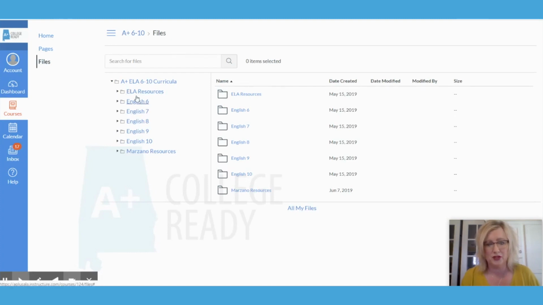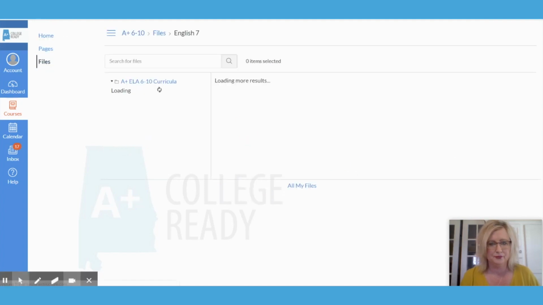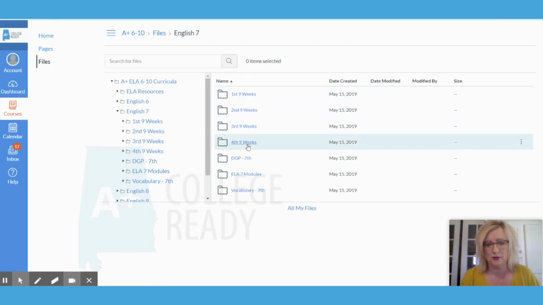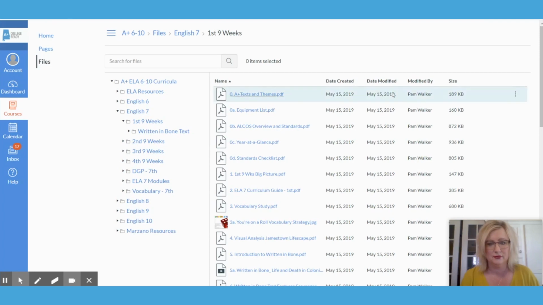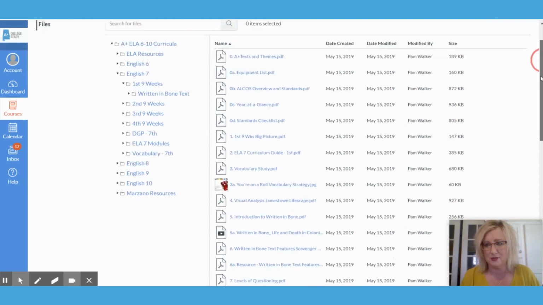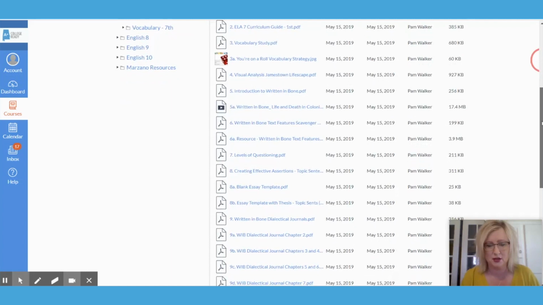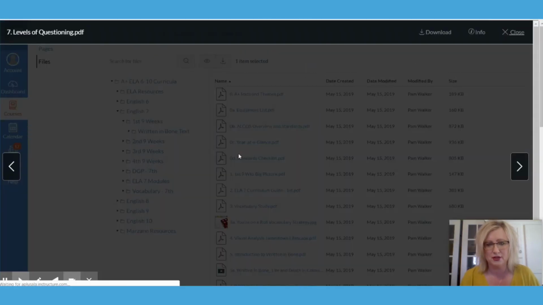We have all of our resources here and 6th through 10th grade curricula. But since we are interested in 7, we will click that. And it will load all 4 9 weeks for 7th grade ELA. We are interested in the first 9 weeks. And we have everything that we need here in the first 9 weeks. Every single lesson, every single resource. We are interested in this particular lesson, and it is number 7, Levels of Questioning.